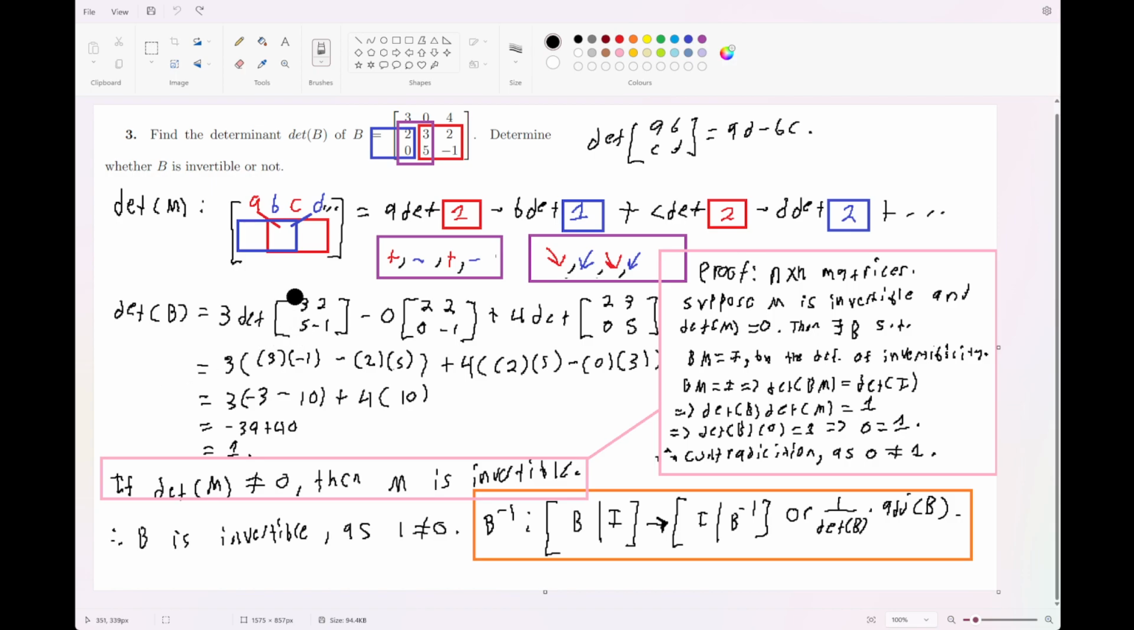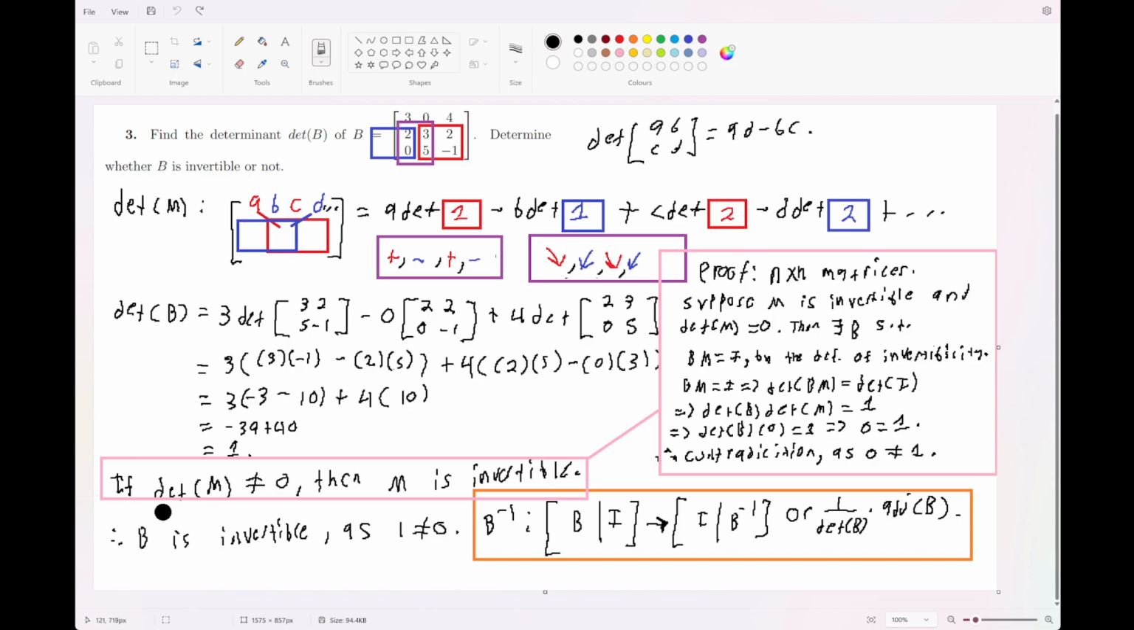So it's going to give us 3 times -1 minus 2 times 5. Here it's 2 times -1, but that's just 0, so we don't have to worry about that. Then here it's 2 times 5 minus 0 times 3. We don't need to worry about that. So then we end up with -39 plus 40 goes to 1. That's asking, is B invertible or not?